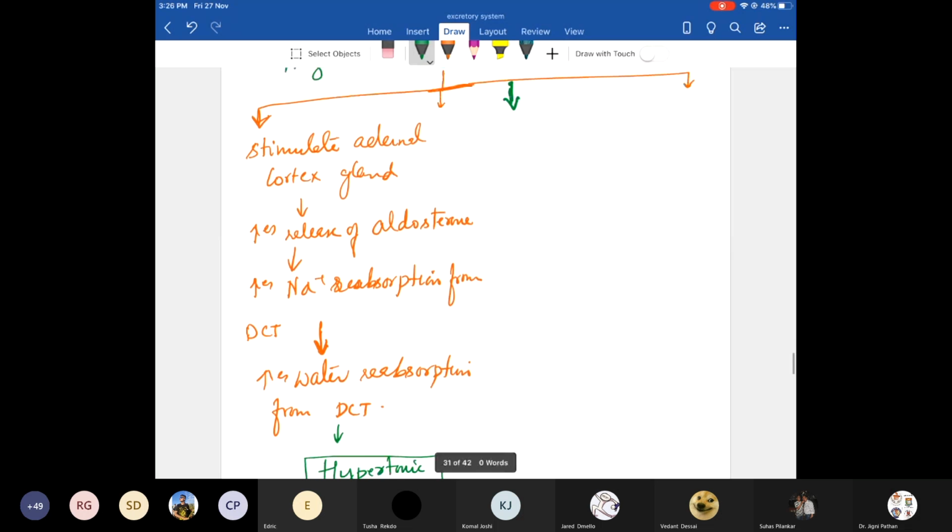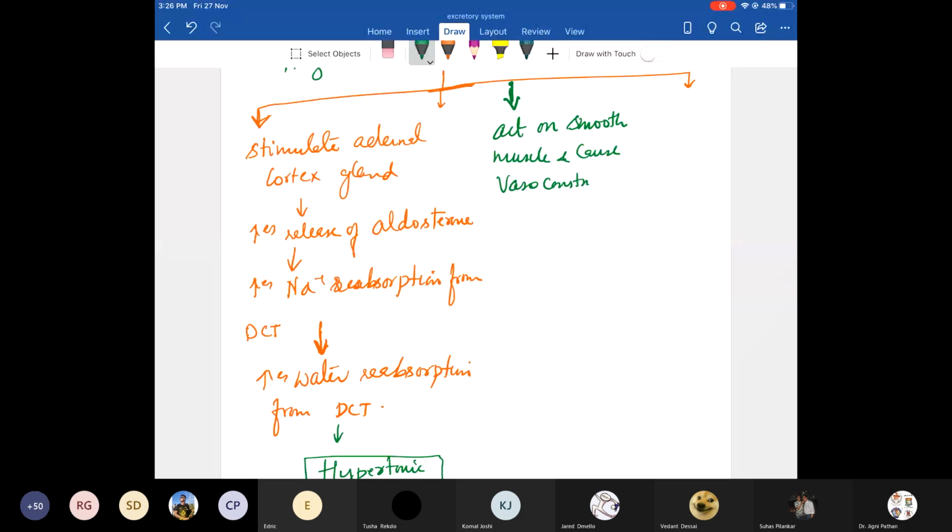The other method is that angiotensin acts on smooth muscles and causes vasoconstriction. When the blood vessels become narrower, the BP becomes normal, because the BP is low. If angiotensin acts on the smooth muscle, it brings about contraction and decreases the diameter of the arteries so that the blood pressure becomes normal.